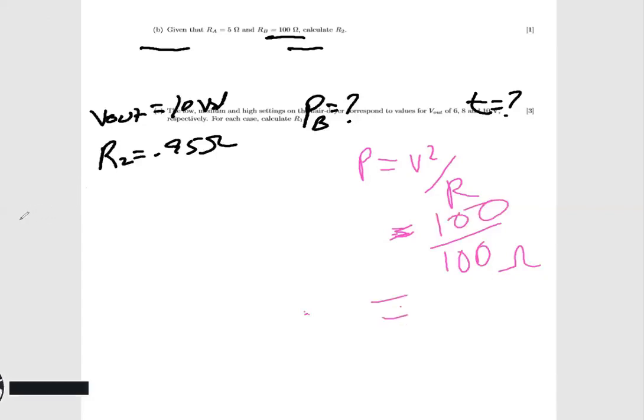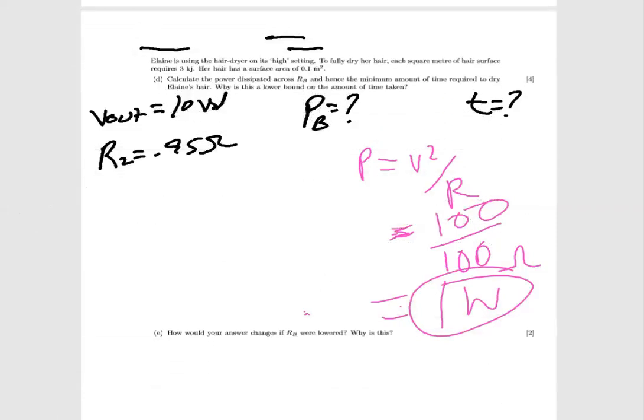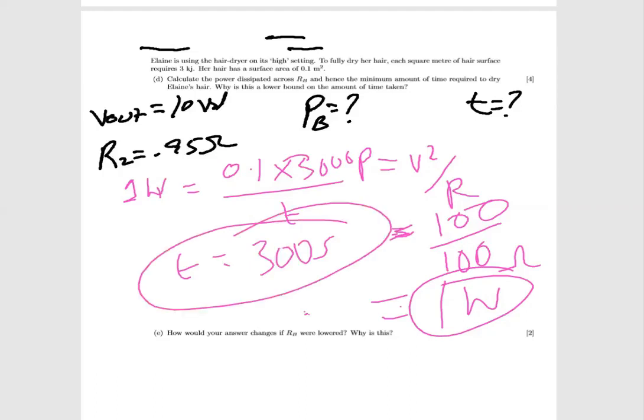Okay, so your power will be equal to? 10 squared over... it'll be 1. Yeah, okay, one watt. Good. Now you also need to find another thing, and that is the time. Okay, now look. One watt. 0.1 times... divided by time. Therefore, time equals 300 seconds, which is 5 minutes. Look, this is right. The mock scheme says the same. Let's go to the next question. I got it right.